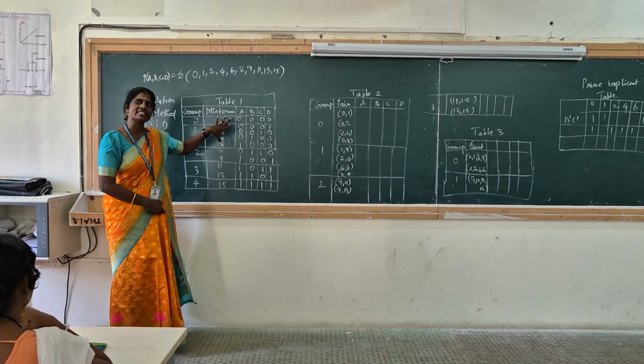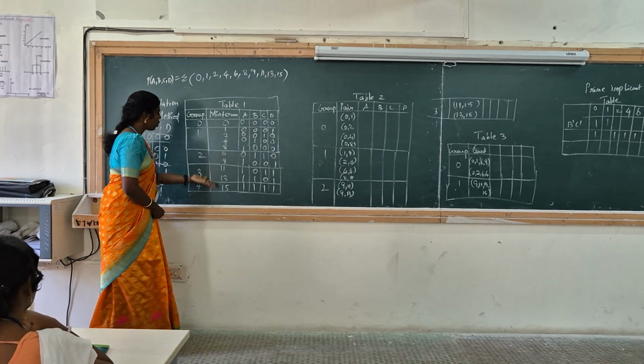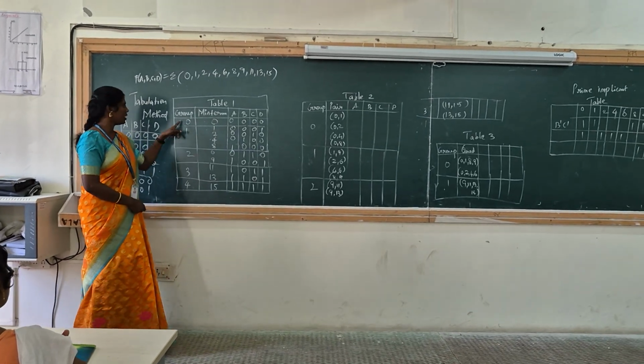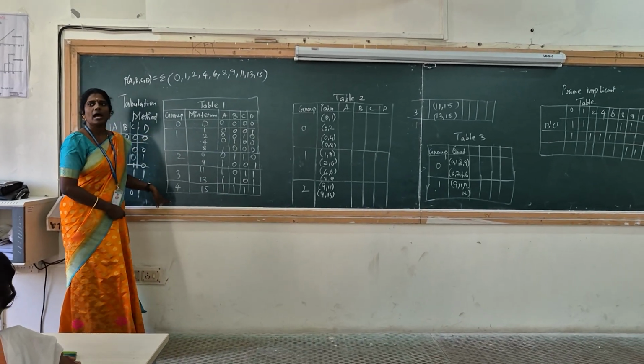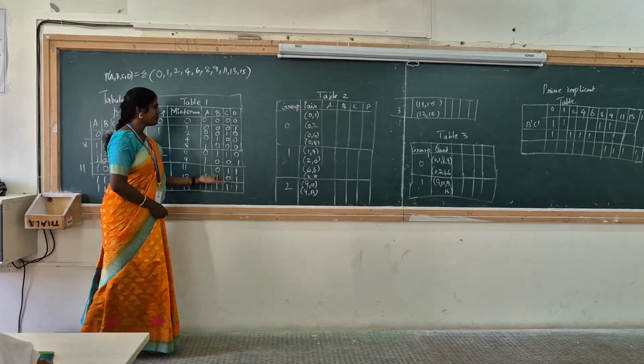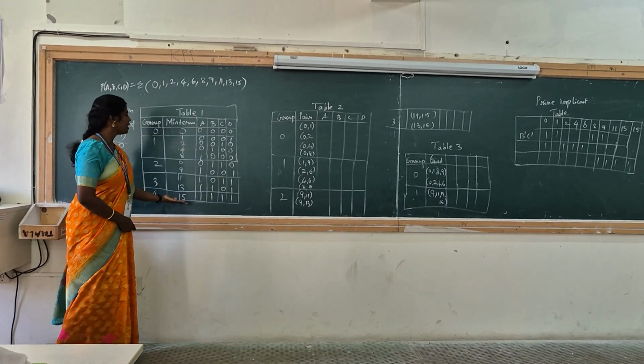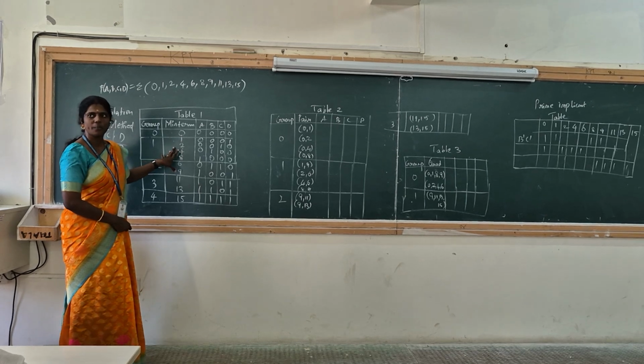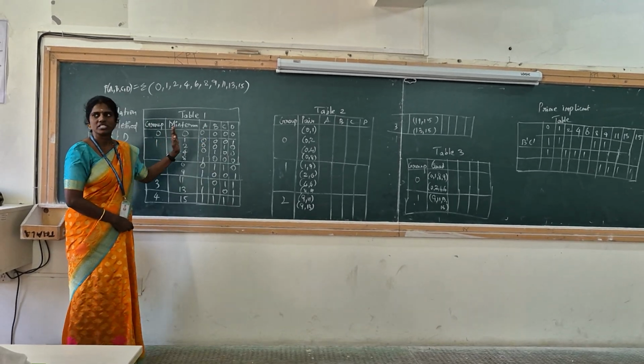So this is the very first step of the tabulation method. Totally we got around 5 groups according to the number of ones. After grouping your minterms, this is the very first group. Only after this do you want to sequentially follow this.